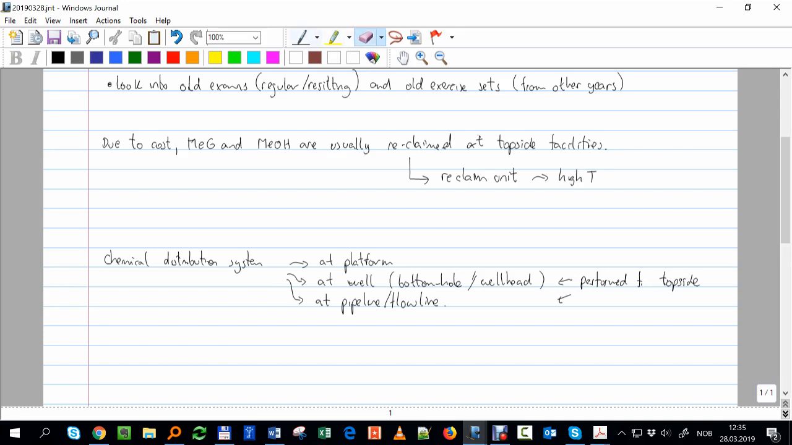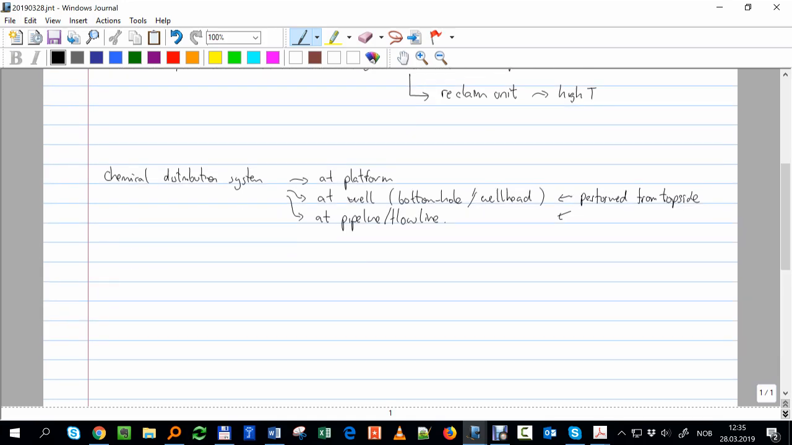Okay. And that means that you have to have a line that you have to connect, connecting the topside with the well, or the location where you want to inject. And that by itself is a big cost. So you have one pipe coming from the well up, but you have to have one line going from the platform down. And that's typically performed using umbilicals.